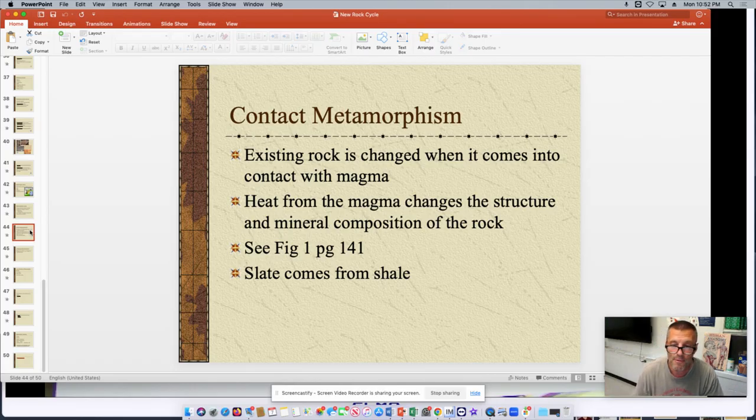So heat from the magma changes the structure and mineral composition of the rock. As an example, we have something called slate that comes from shale. We'll look at those two examples while I have this up here.